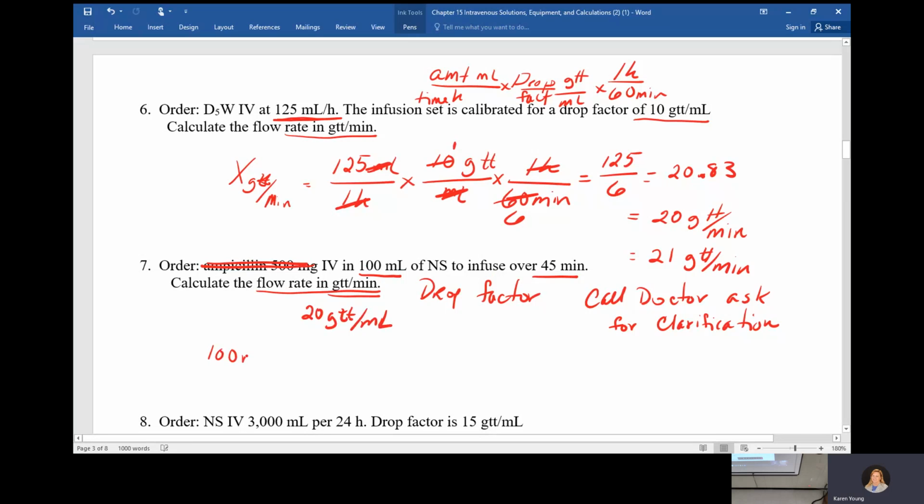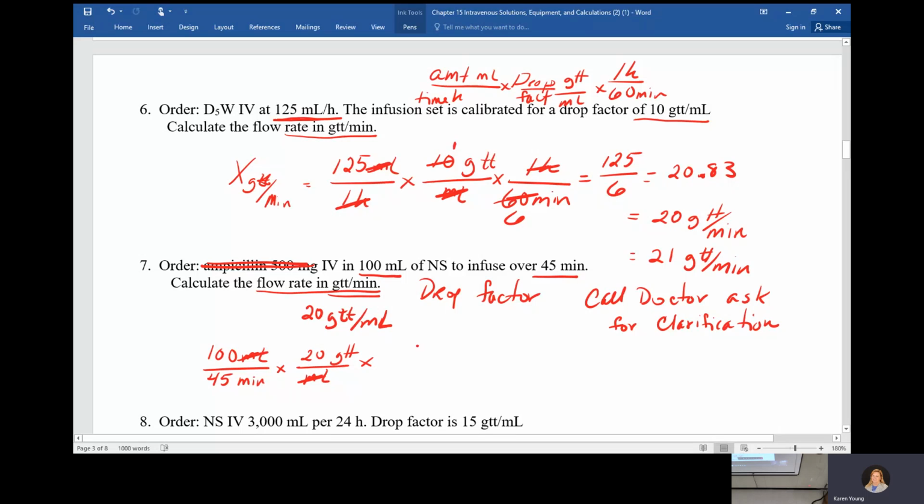So I've got 100 milliliters over 45 minutes times 20 drops per milliliter. Do I need to do the time? No. No, because it's already in minutes, right? And I want it to go to minutes. So my milliliters cancel. I'm left in drops per minute.